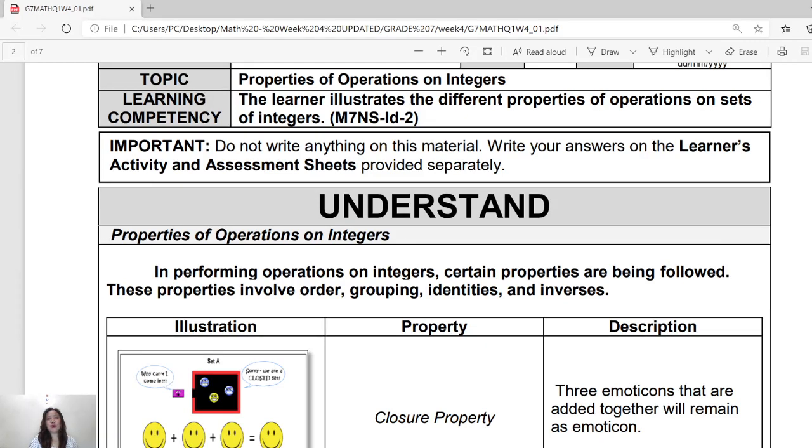Good day, everyone. Here we go again. We're going to discuss properties of operations on integers.